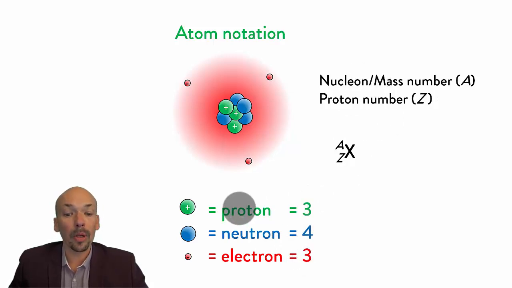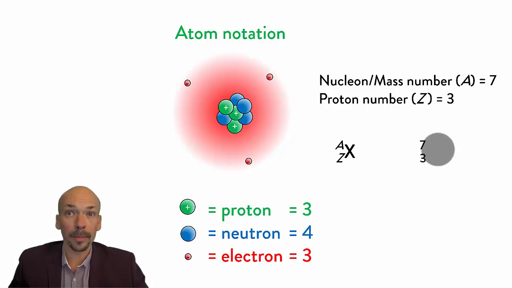So now the nucleon or the mass number. As you remember, a proton and a neutron both have a mass of 1. An electron does not have any mass. So 3 plus 4 is 7. The proton number is the number of protons in this atom. As you can see, there's 3 protons, so we will write down 3. So if we put these numbers into this one, we will get 3, 7.